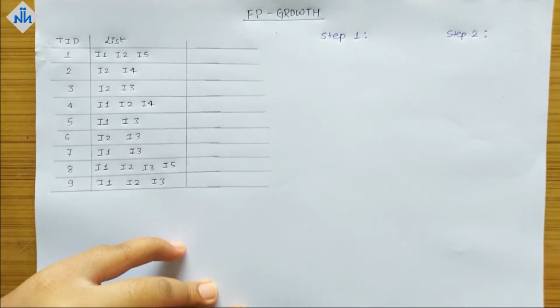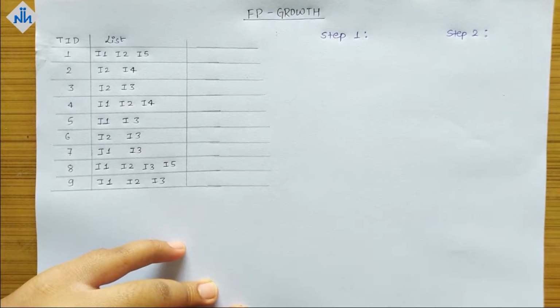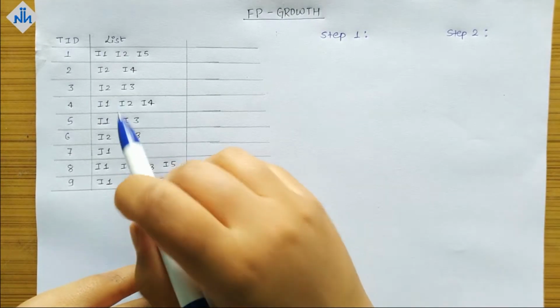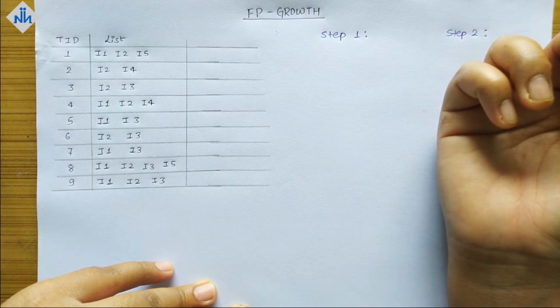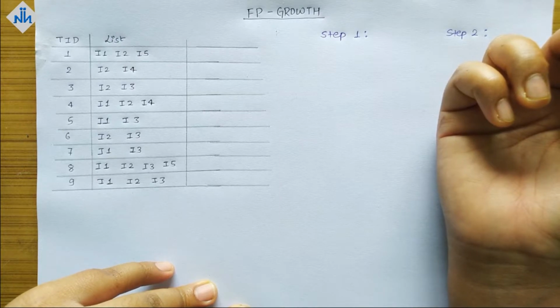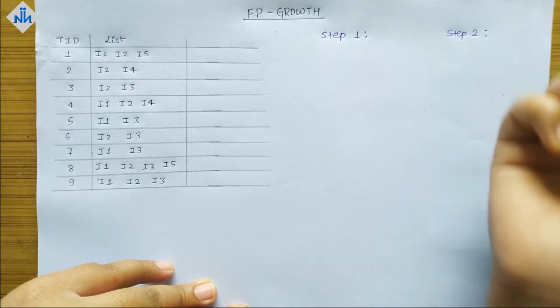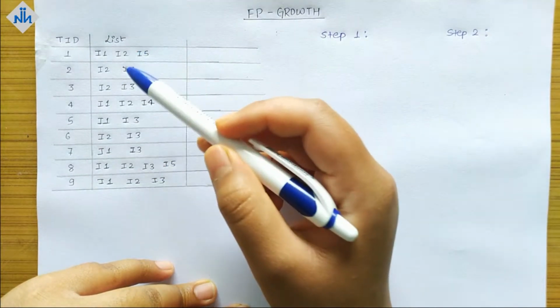In this video we are going to look at the FP growth algorithm of data mining. This is our question. We have our transaction IDs given with a list, and we have to find out the frequent item sets that go together. So the first step is to find out a table of the frequency.